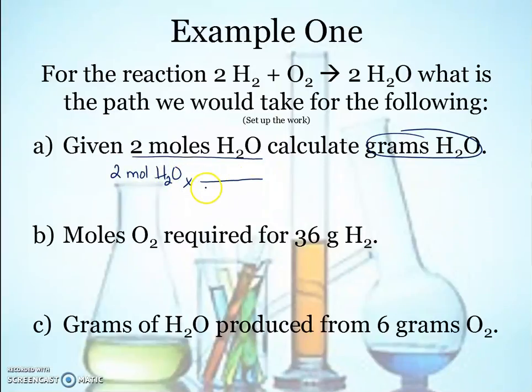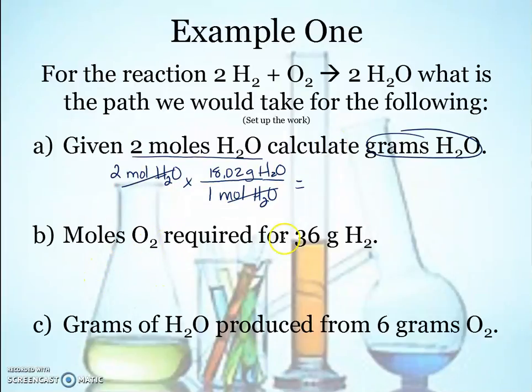To go from moles of one thing to grams of that same thing, we just use our molar mass. So 1 mole of H2O, and this is nothing new, you know how to do this, and 18.02 grams of H2O. If we do that, we would be left with grams of H2O. All we're doing is setting up the work.